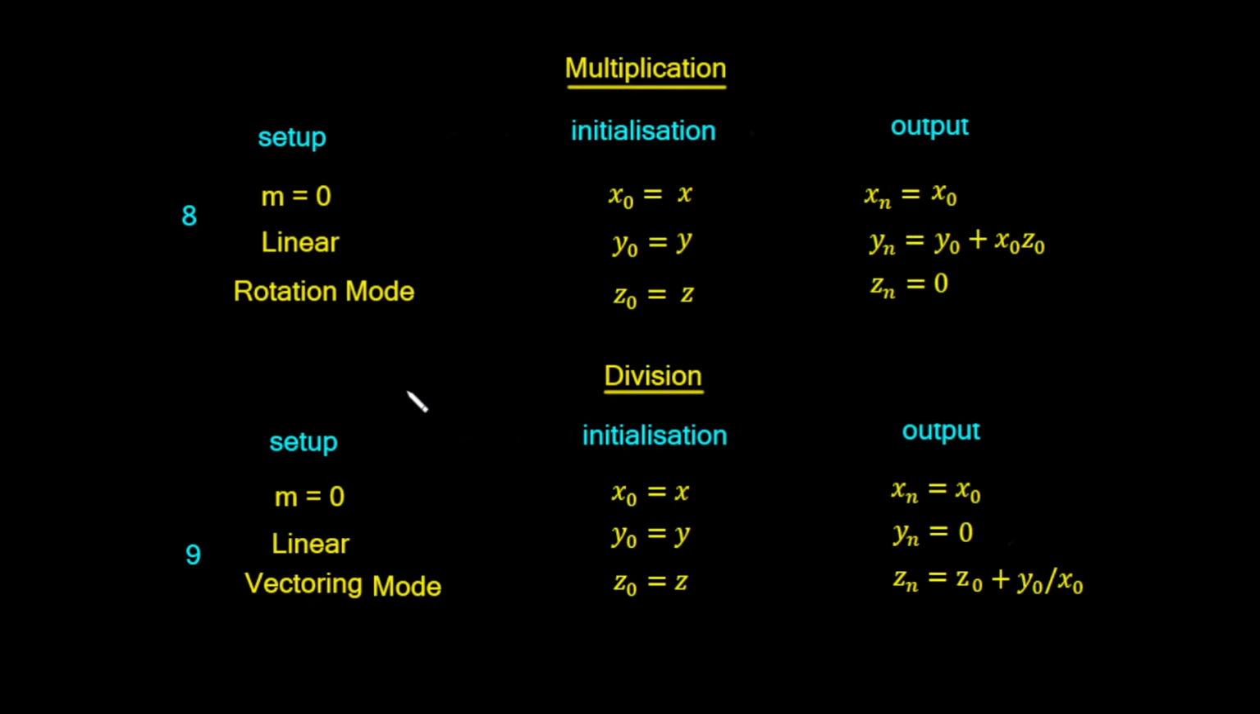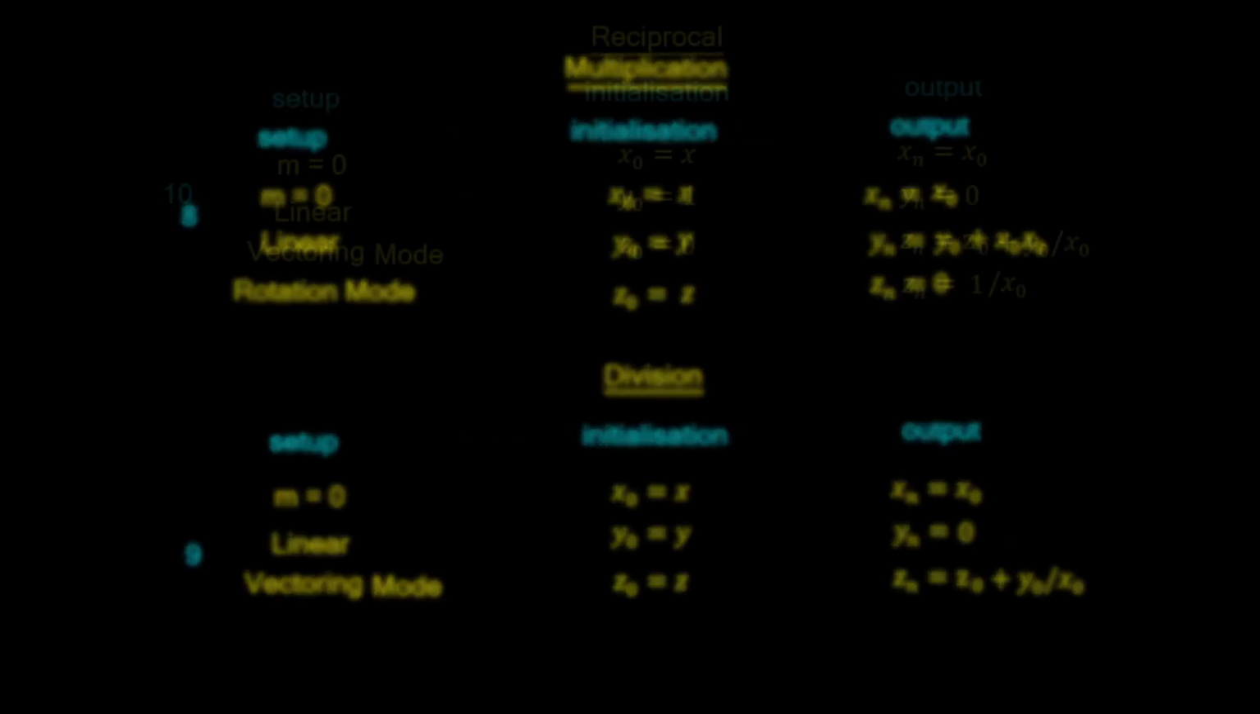Now again for the division, we're in linear, but now we're using vectoring mode. The inputs are going to be x, y and z, and the final output we're interested in is the zn, and it's equal to z0 plus y0 divided by x0. So this is the division. Again, we can set z0 equal to 0, and it will just give us zn equal to y0 upon x0. So that's the multiplication and division.